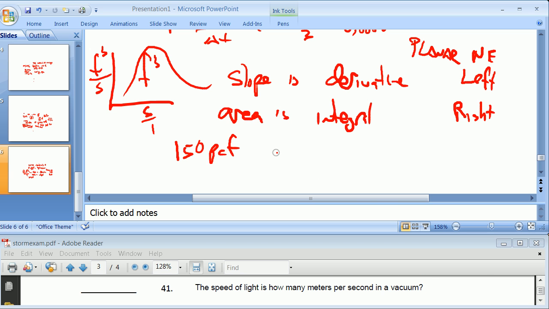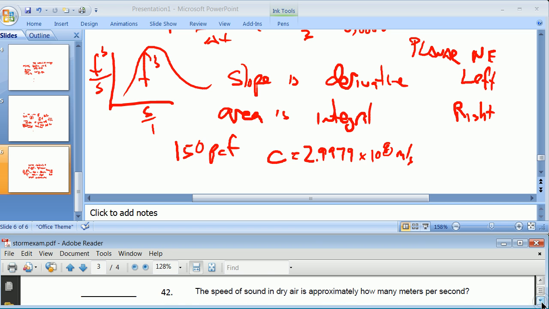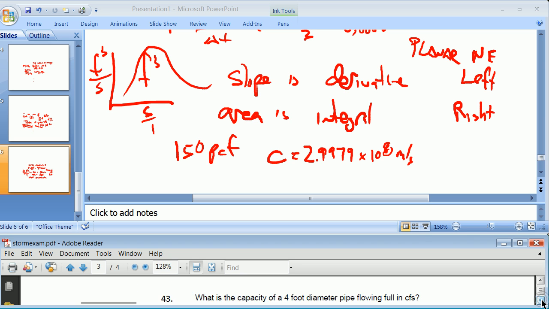Speed of light, C is 2.9979 times 10 to the 8th meters per second, or 186,000 miles per second. However, learn 2.9979 as you've taken a GPS class and used it on a regular basis. Speed of sound is 340 meters per second, 5 seconds for a mile if you're out golfing.